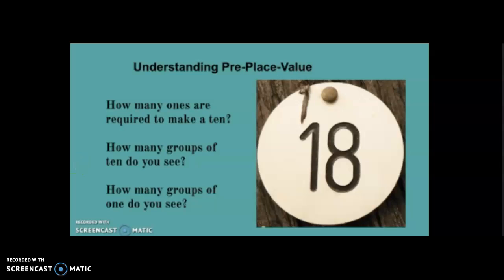All right. Understanding pre-place values, from the very beginning. Once the students already understand the concept of 1 to 120, now we start talking about pre-place values. Right here, I would ask you to pause for 5 seconds and answer these questions. Question number 1: how many ones are required to make a 10? How many groups of 10 do you see? How many groups of 1 do you see? Basic questions, right?